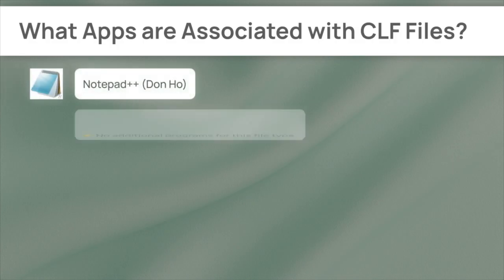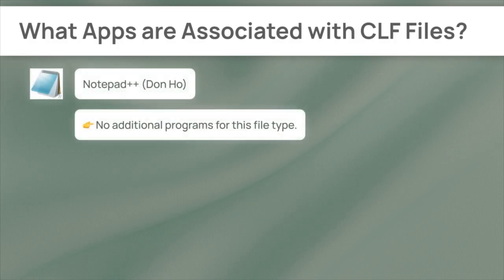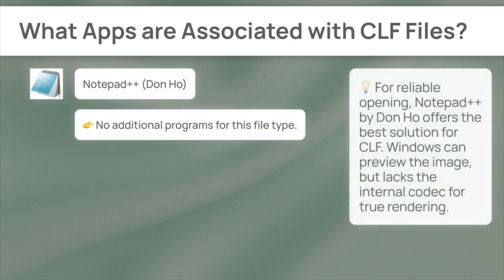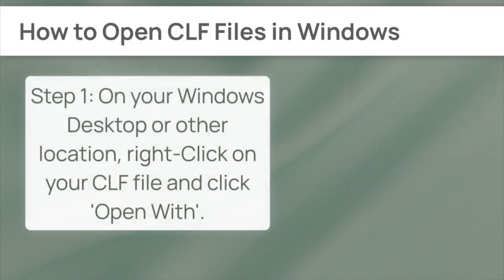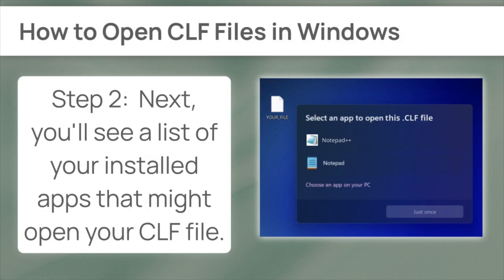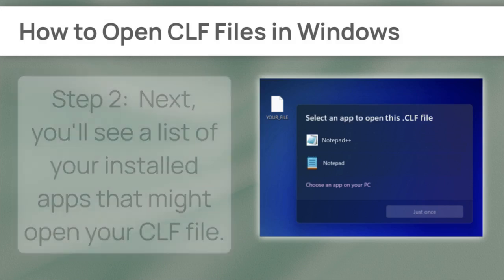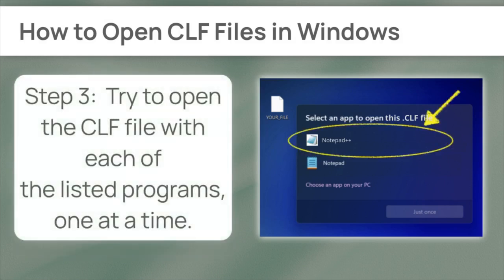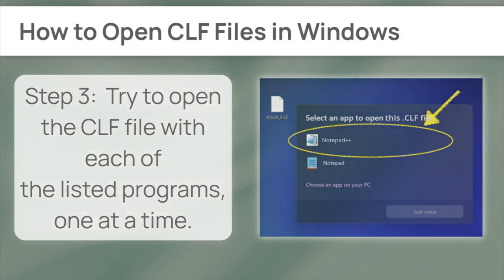For viewing and interaction, CLF is most commonly opened via Notepad++ from Don Ho. The basic data is there, but Windows cannot process the specific formatting tags required. Windows can read and edit text documents with minimal overhead. Your reliable starting command is the Open With action. Right-click the CLF file and select Open With. If Notepad++ is installed, use it. If not, choose another program. We must find the app that claims the file.